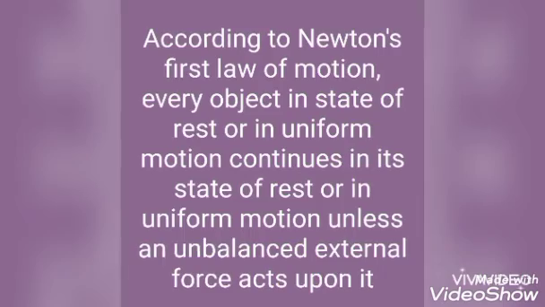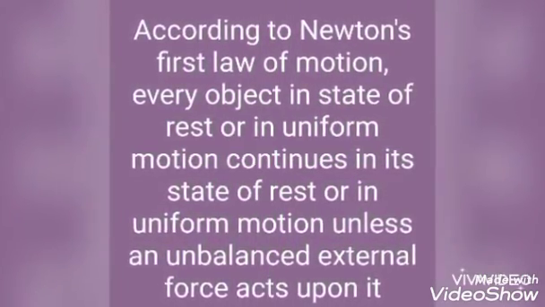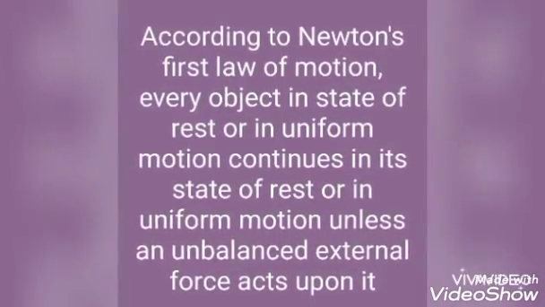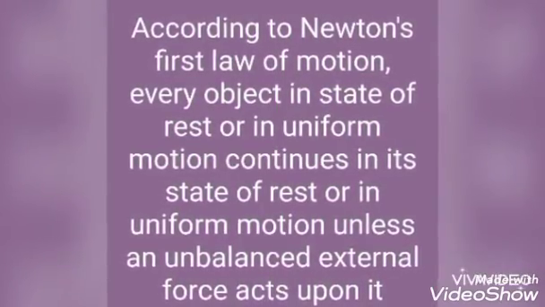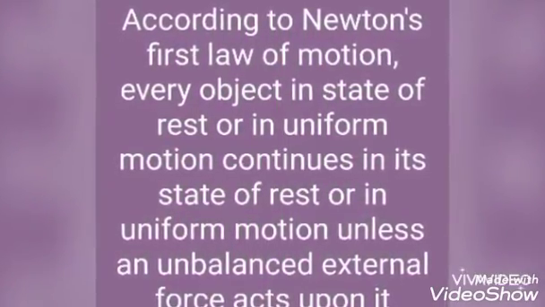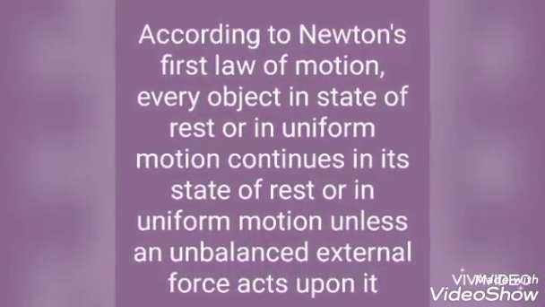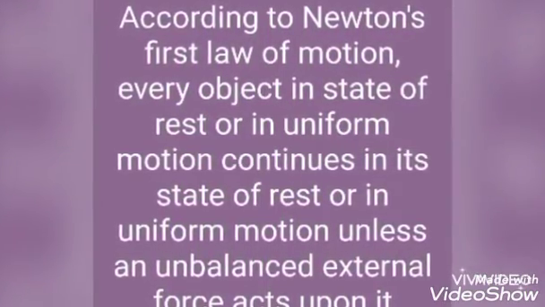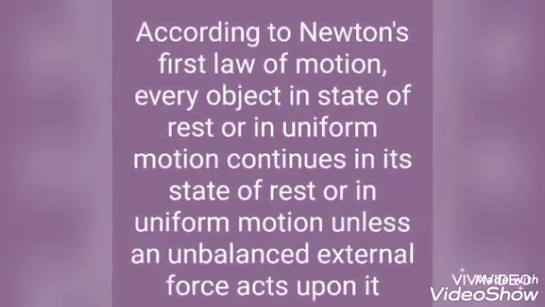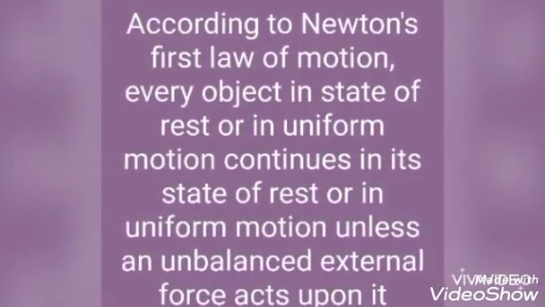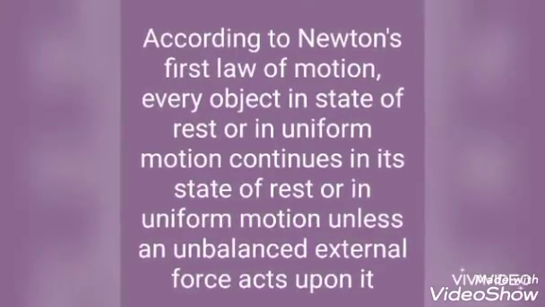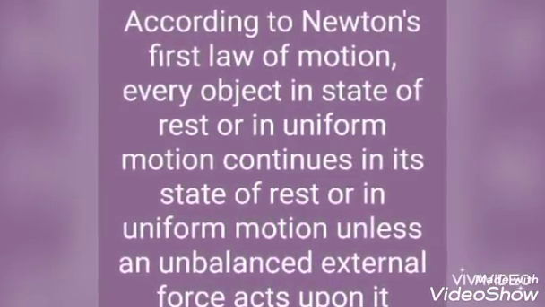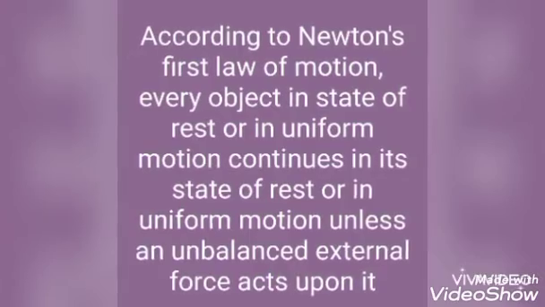According to Newton's first law of motion, an object at rest or in uniform motion will continue to be at rest or in uniform motion unless an unbalanced or external force acts upon it. Simply we can say that an object at rest or in uniform motion continues its state of rest or uniform motion until an unbalanced force acts on it. Every object continues to be in its state of rest or of uniform motion unless an unbalanced external force acts upon it.